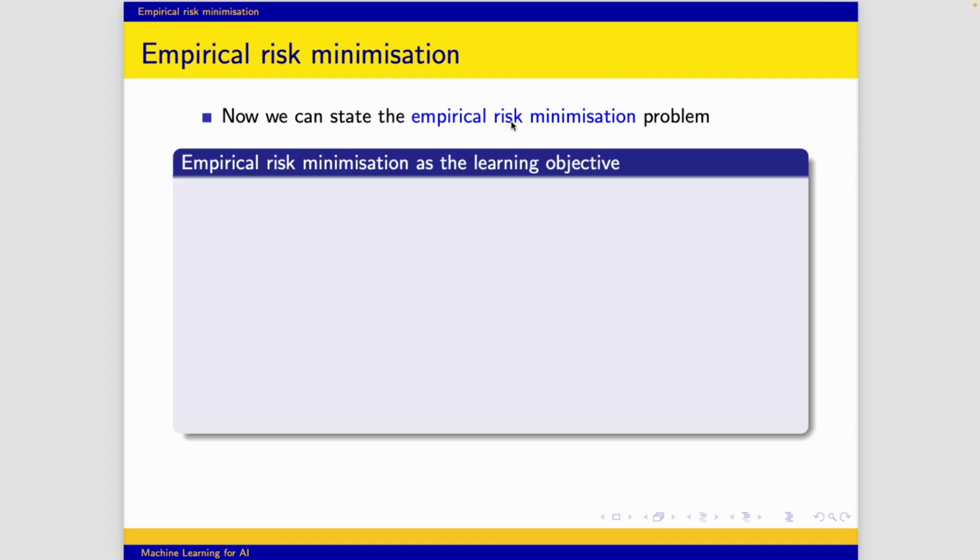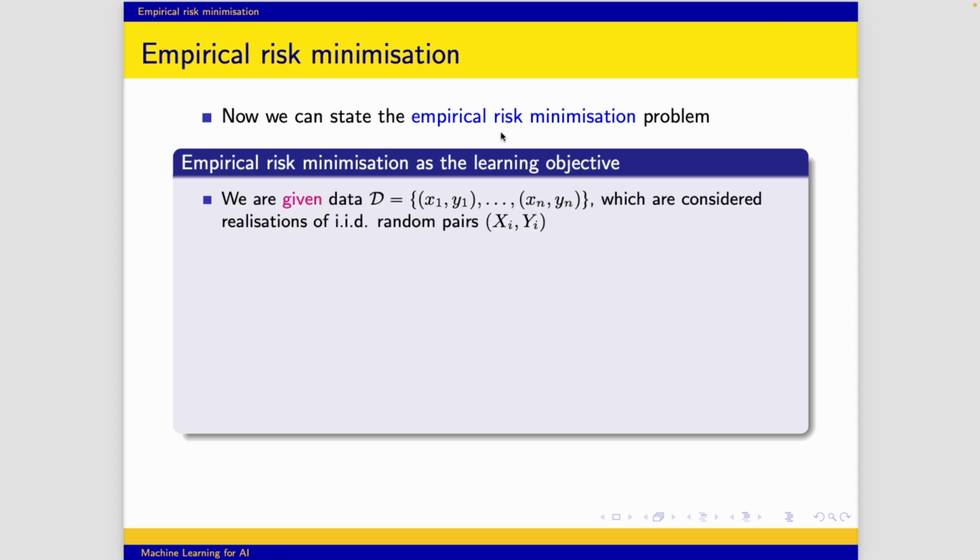which we cannot do because we don't know the distribution of the random pairs. But what we do have is a data set, so why don't we minimize the empirical risk with one other caveat? So what do we have? We have data, and we are considering these as realizations of IID random pairs. So number one, choose a loss function. Number two, choose a hypothesis class.